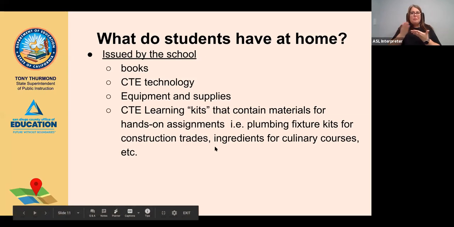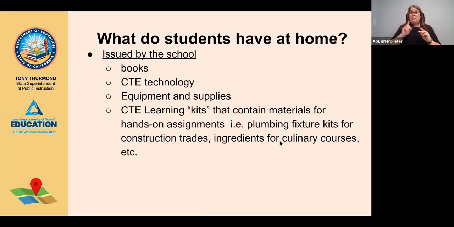We also see folks putting together other kits, like a culinary program that may have a box with everything from the measuring cups to the cutting boards and things to actually bake in.